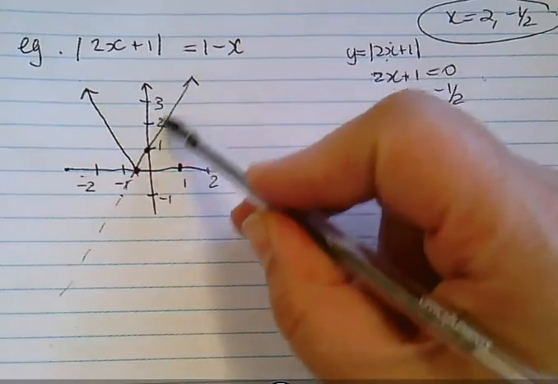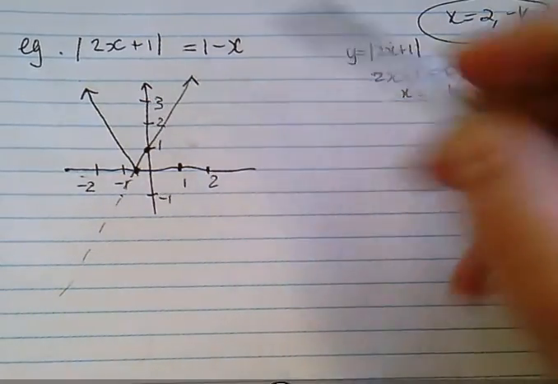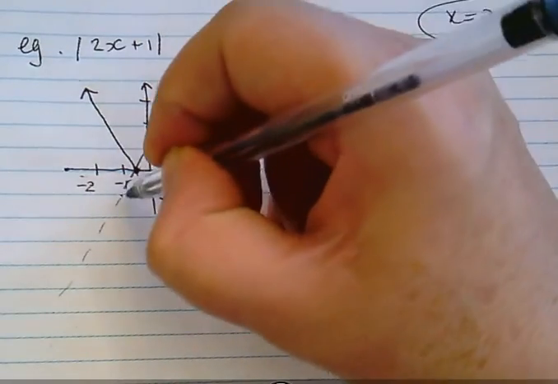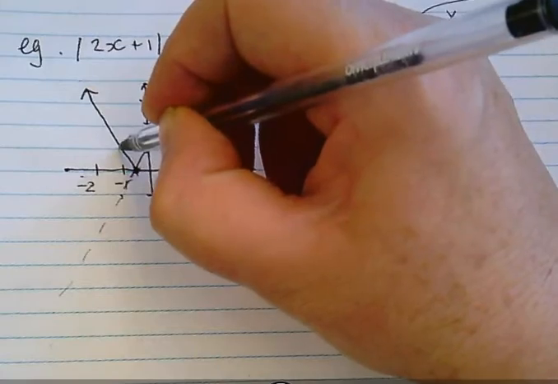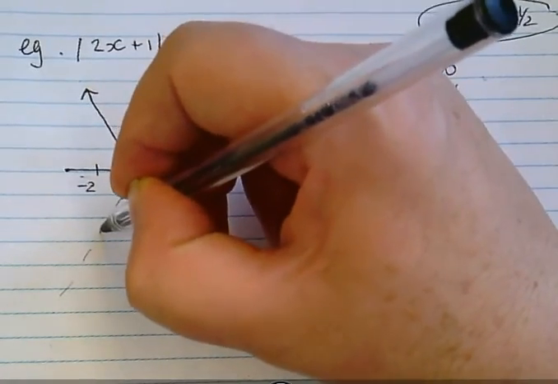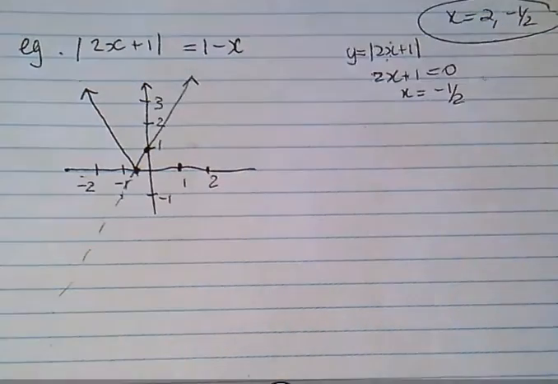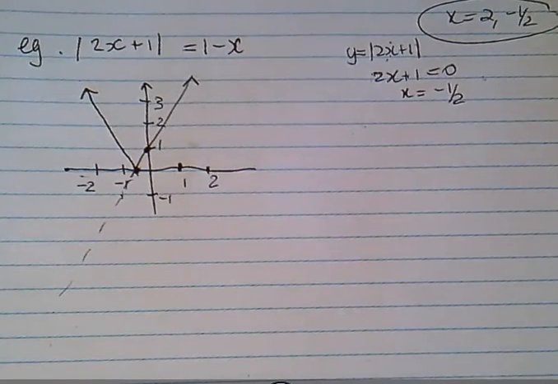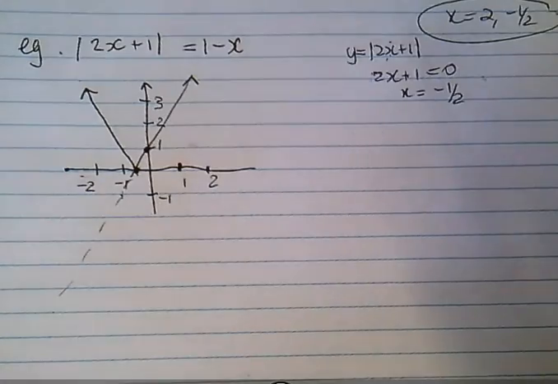So y equals 2x plus 1 is this whole line down here, but for the absolute value, the negative values change. Instead of negative 1, absolute value of negative 1 is positive 1. Instead of getting negative 2, absolute value of negative 2 is positive 2. The graph gets reflected back up. That's only for sideways shifts. If it's an up and down shift, the graph will go above or below. Okay, so that's y equals absolute value of 2x plus 1.